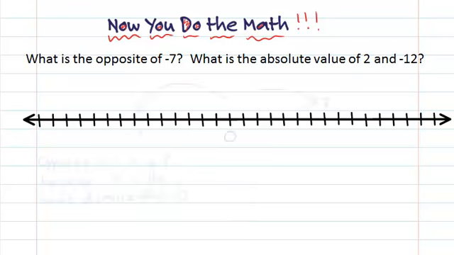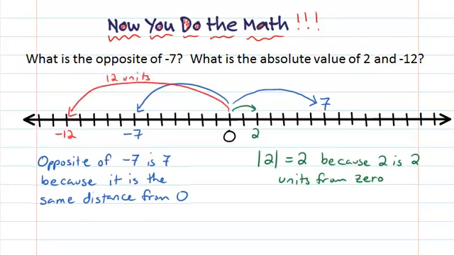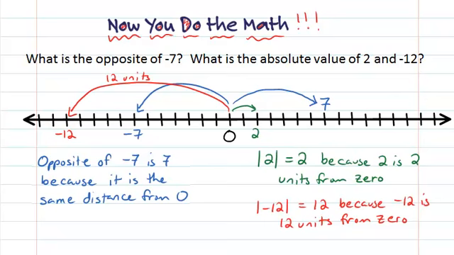Here's the answer. The opposite of -7 is +7, and the absolute value of 2 is +2, and the absolute value of -12 is +12.